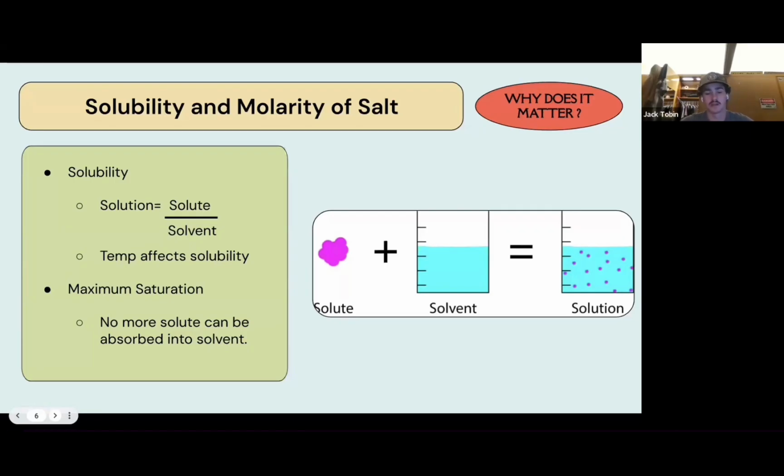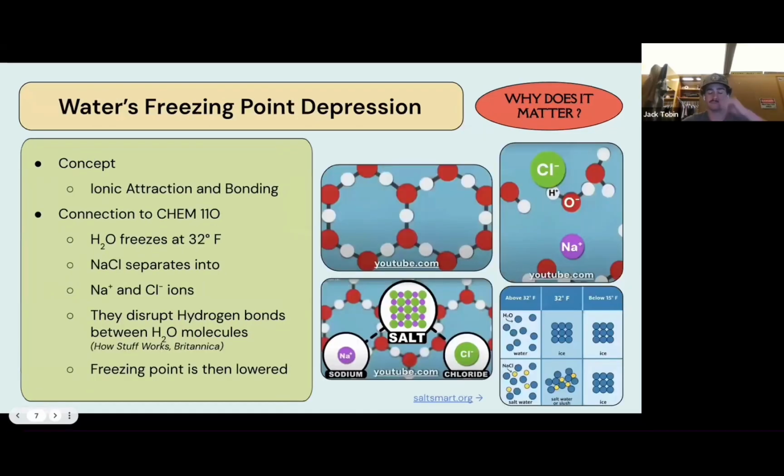Now, Isaac will explain how different salt concentrations can be helpful or harmful. In Chem 110, we explore states of matter and freezing points, which are important for understanding how salt helps melt ice. Water freezes at 32 degrees Fahrenheit under normal conditions, but when salt, or in this case sodium chloride, is added, it separates into sodium and chloride ions.